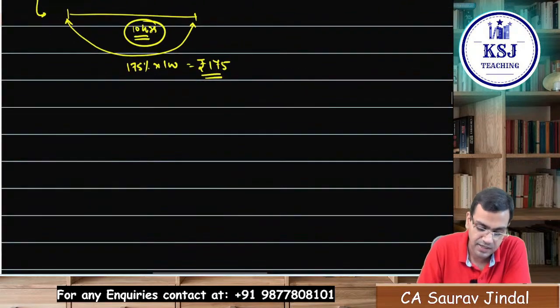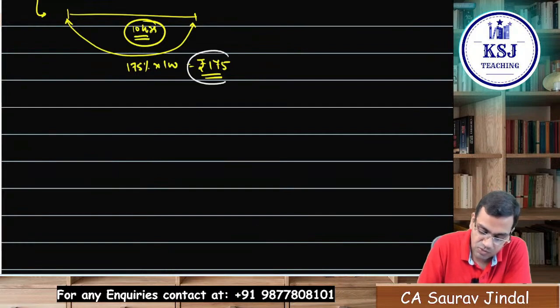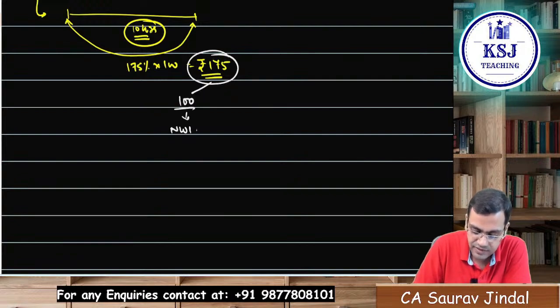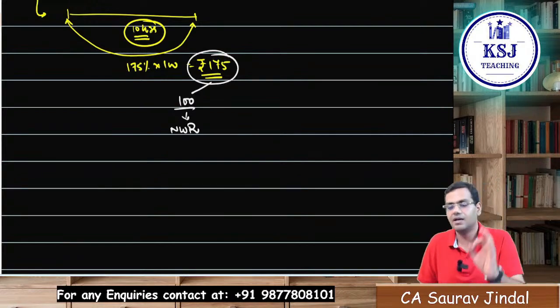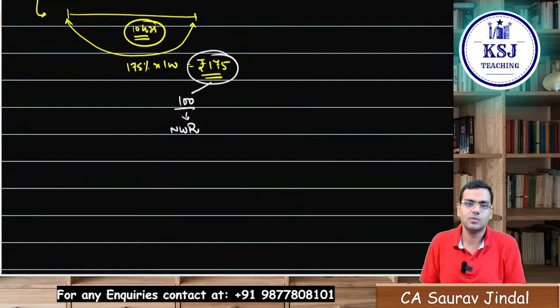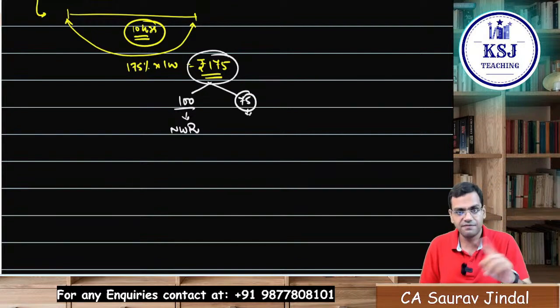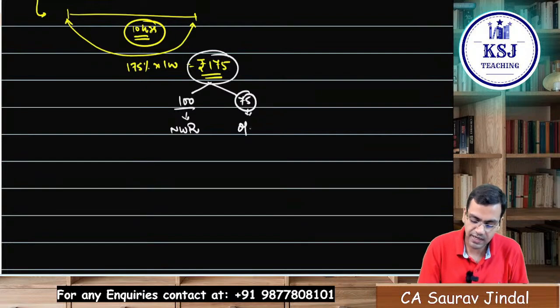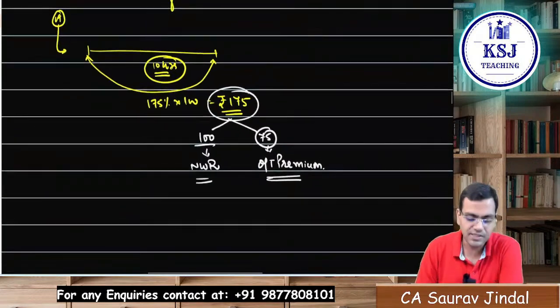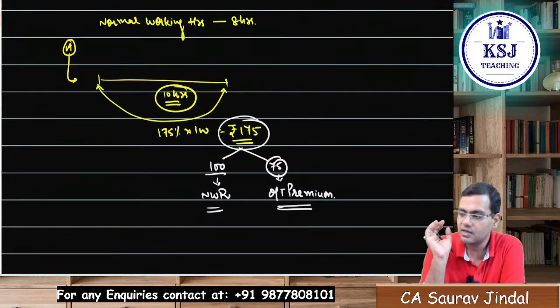Now, what does it mean here? Sir, if you divide this 175, he is getting 100 rupees, which is the normal wage rate, the wage rate that he will be getting under normal circumstances also. And the remaining 75 rupees is the overtime premium that he will be getting. So this is how 175% has been done.